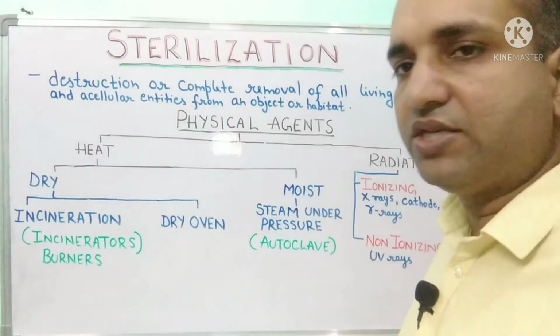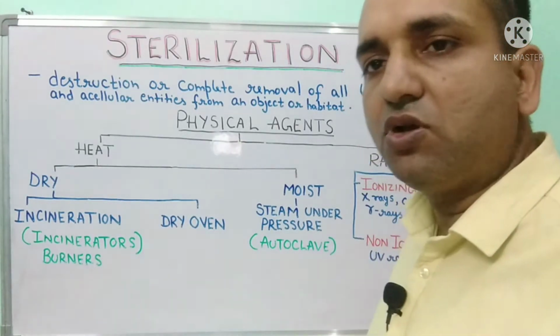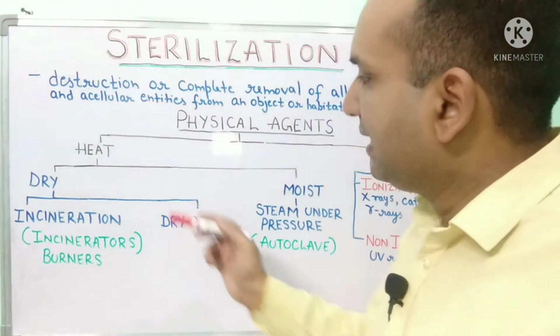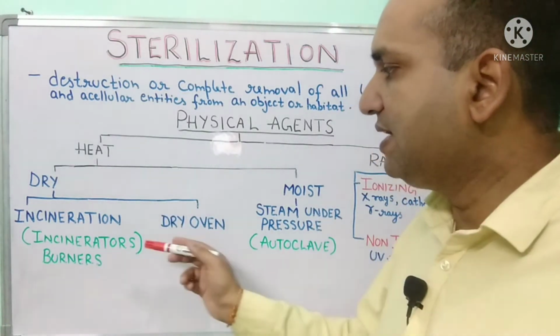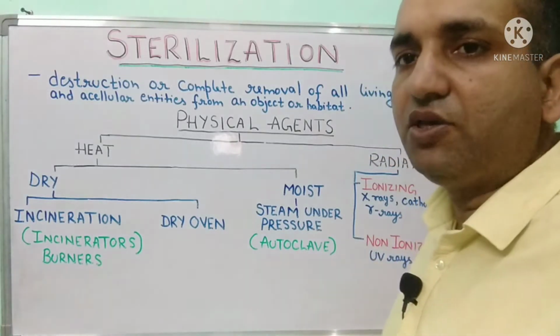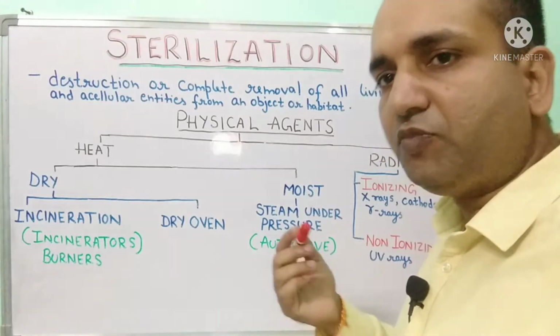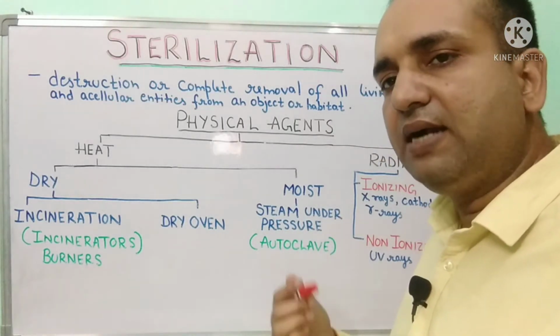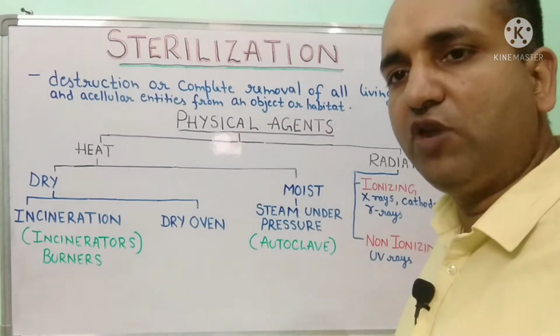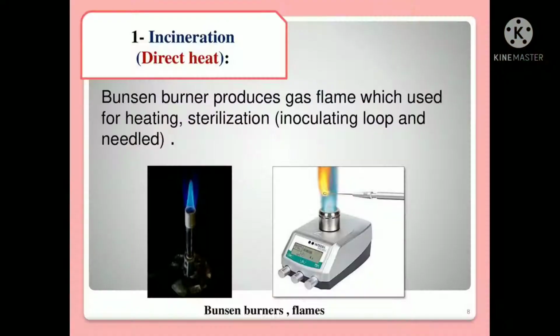In dry heat sterilization, incineration is the most commonly used process. In incineration, various incinerators or burners are used. This is a process where the objects to be sterilized are directly exposed to fire or flame. This is a Bunsen burner, a kind of incinerator where direct heat is applied to the objects for sterilization. In microbiology laboratories, the inoculation loops are sterilized using Bunsen burners.